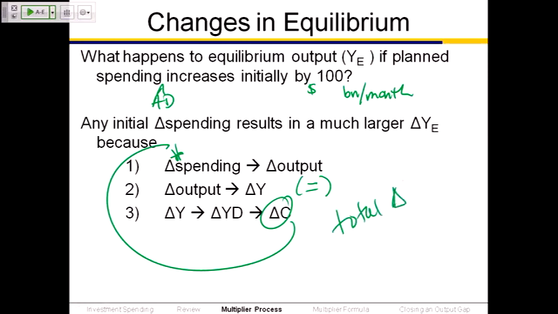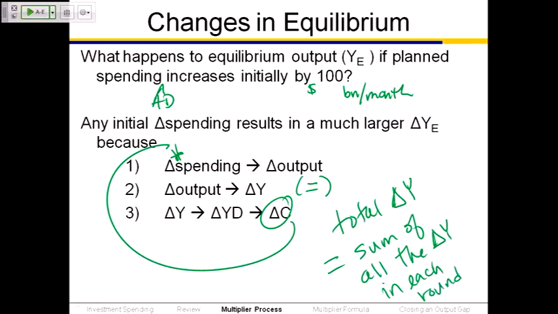The total change in income as a result of that process is the sum of all the changes in income in each round. It's the sum of the change in income for the food truck producers plus the change in income for the washing machine producers plus the change in income for the clothing producers plus the change in income for whomever else is next. That's the story of the multiplier.